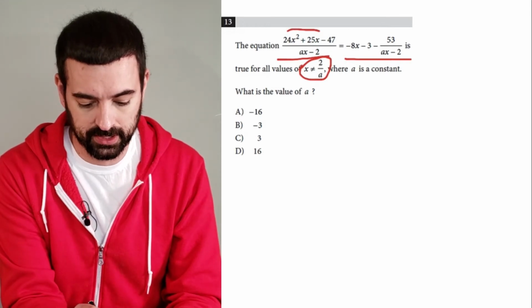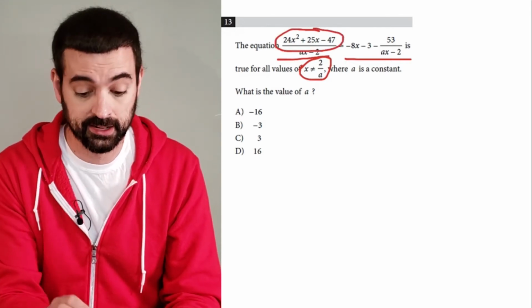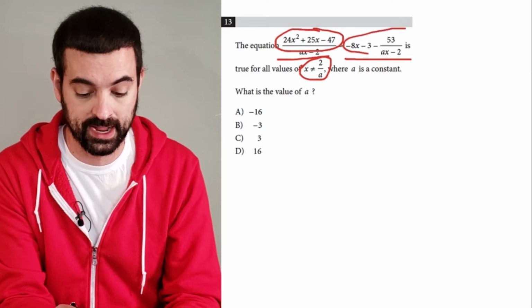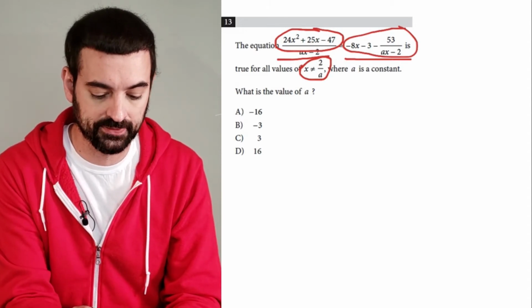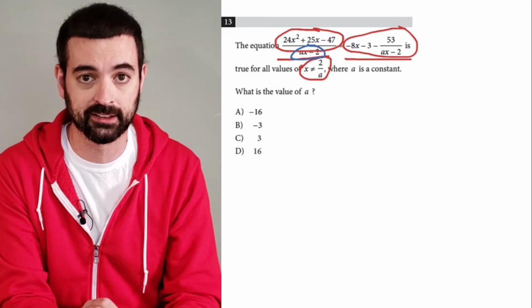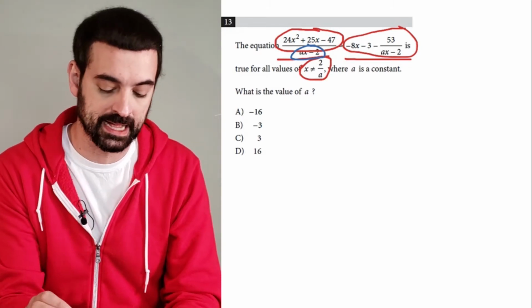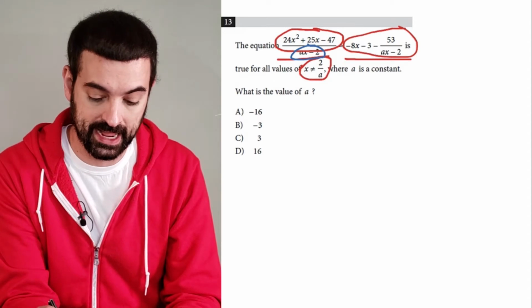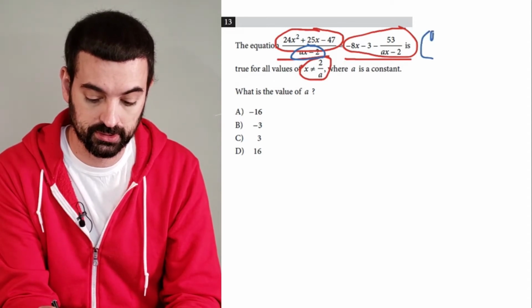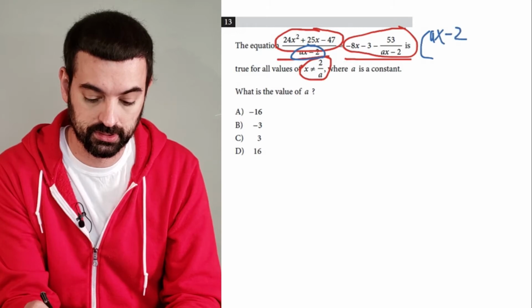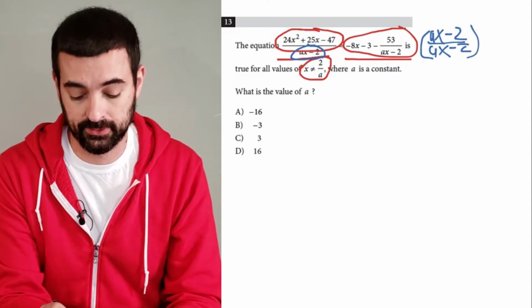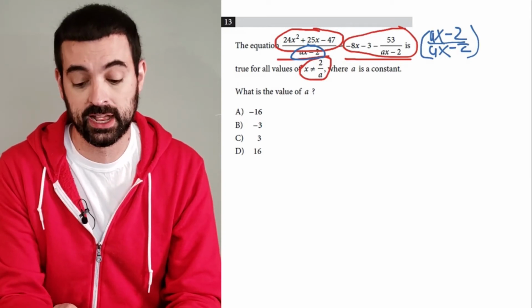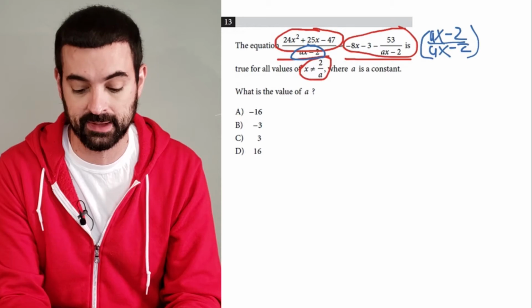I've got a nice looking polynomial here on the left-hand side, so I'm going to do whatever I need to make the right-hand side look more like that. Another clue is that the entire left-hand side has a denominator of ax minus 2. If I multiply the right-hand side by ax minus 2 over ax minus 2, I'll have a right-hand side in which every term has a denominator of ax minus 2, just as the left-hand side does.